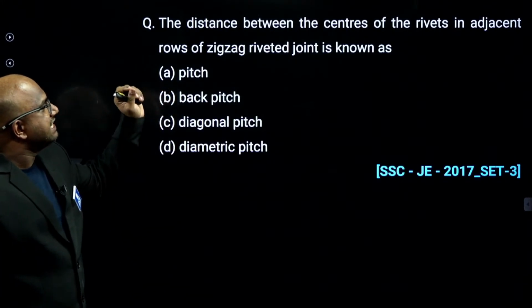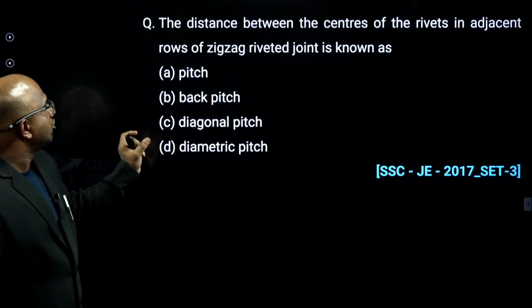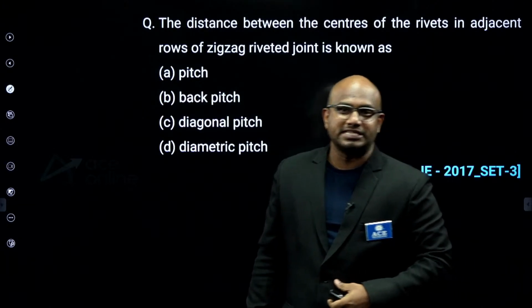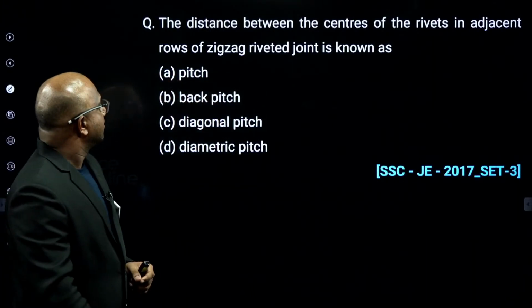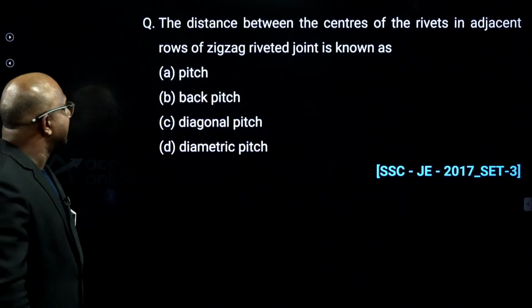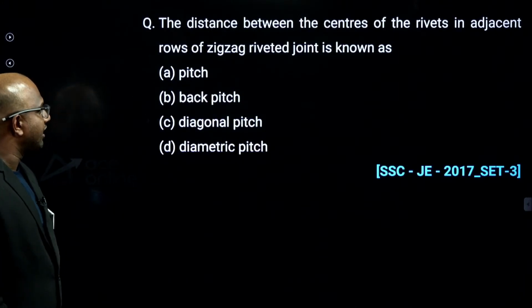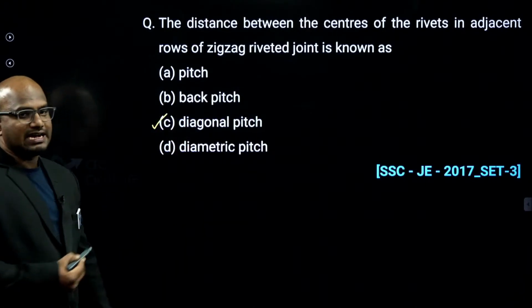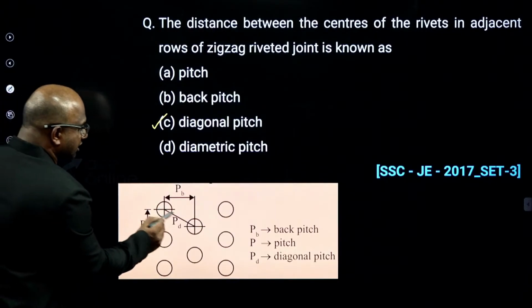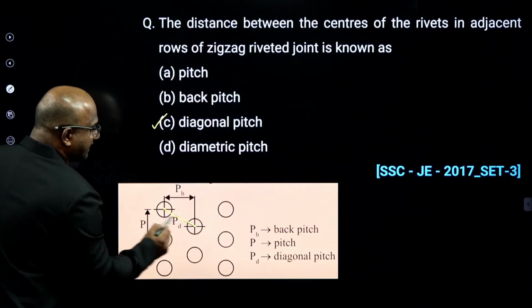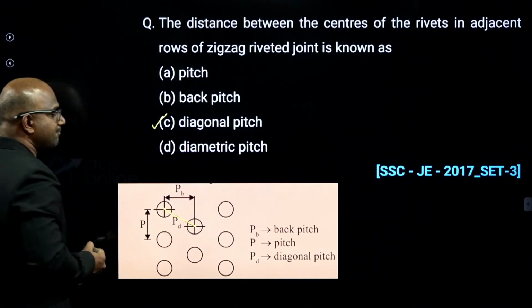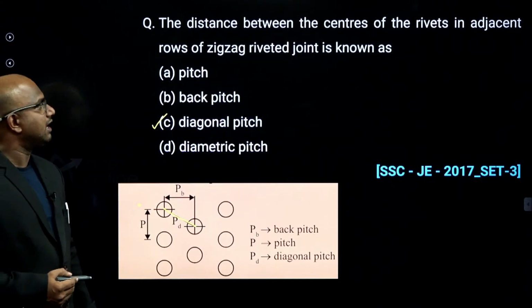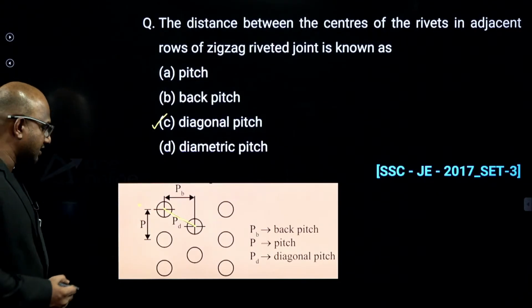The distance between centers of the rivets in adjoining rows of a zigzag riveted joint is known as. In our class, we have clearly explained this one. Please try, guys. It is known as diagonal pitch, guys. See, observe carefully, it is zigzag. Then this is called diagonal pitch, guys, and this is called back pitch. And this is called the pitch of the riveted joint, I can say. This is the diagonal pitch, guys. Please go through it.